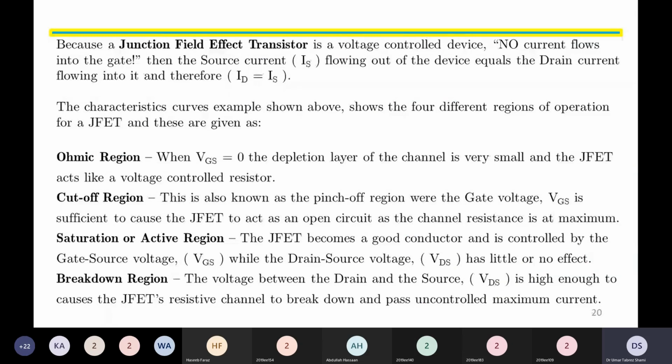The characteristic curve example shown above shows the 4 different regions of operation of JFET, which are given as the ohmic region, the cutoff region, the saturation or active region, and the breakdown region. The ohmic region: when VGS is equal to 0, the depletion layer of the channel is very small and the JFET acts like a voltage controlled resistor.